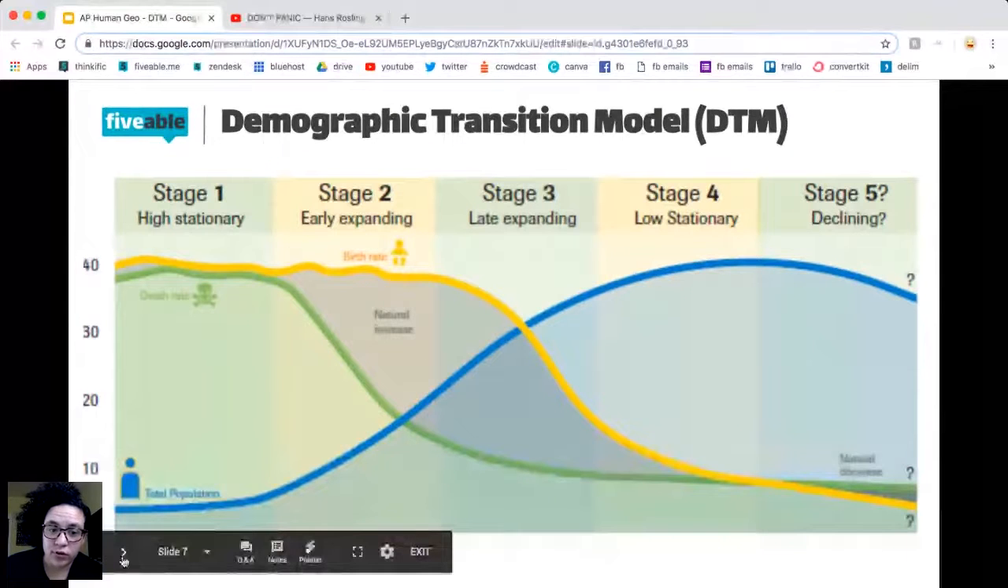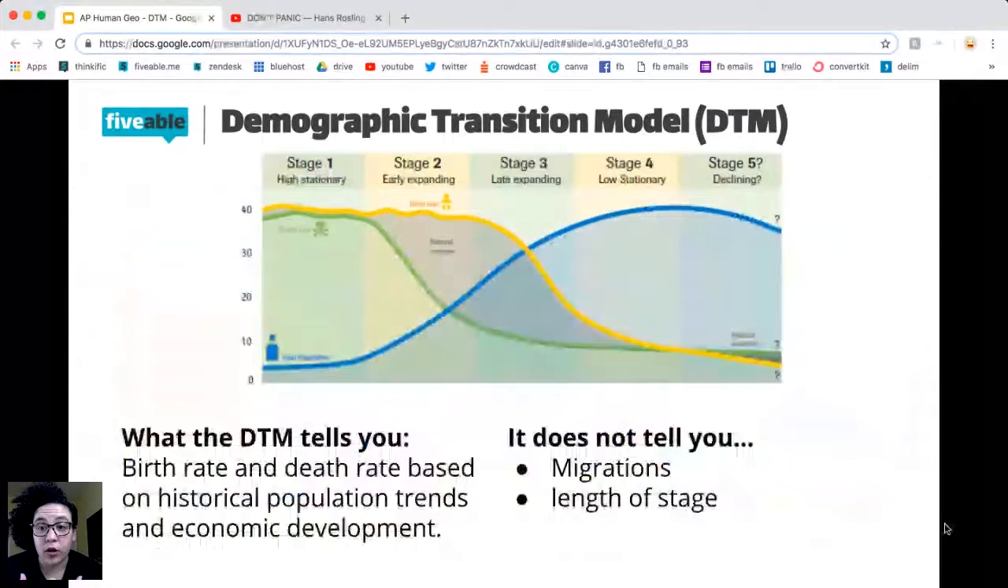Okay, so the DTM will tell you the birth rate and the death rate based on historical trends and economic development. All these stages refer to where a country would be in their population growth as it relates to economic growth. So we're looking specifically at a history of trends. It doesn't tell you the length of each stage.